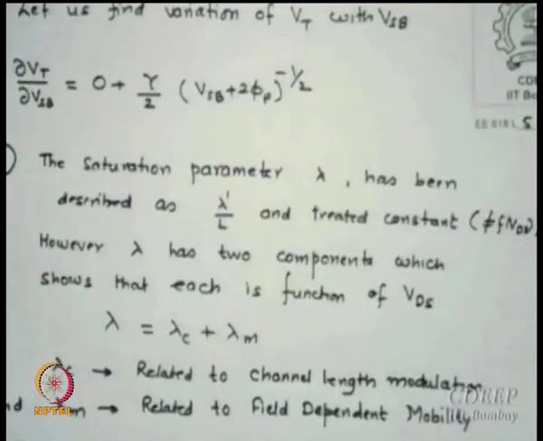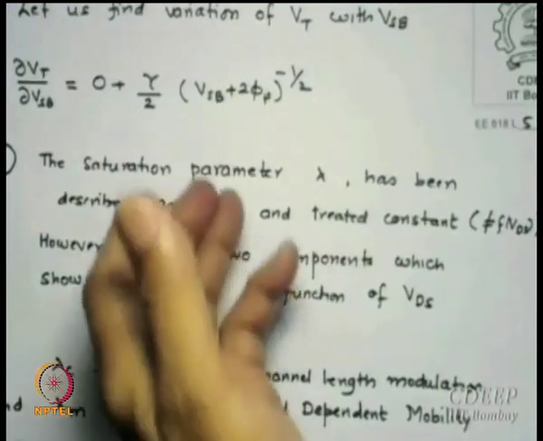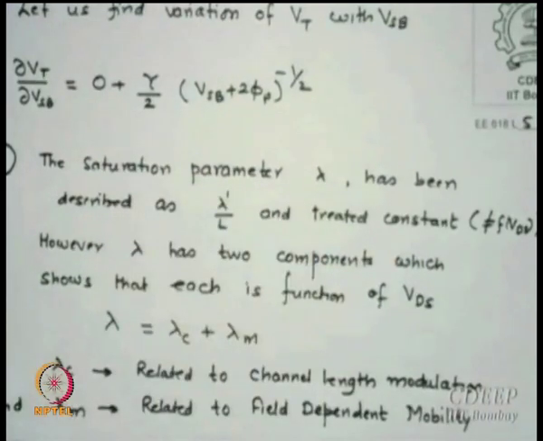Now, why is that? We will see this later. There are two parts in lambda in reality. One is what we call channel length modulation, which is lambda C, from where this lambda dash by L appeared. And the second term is called lambda M, which essentially is related to mobility.